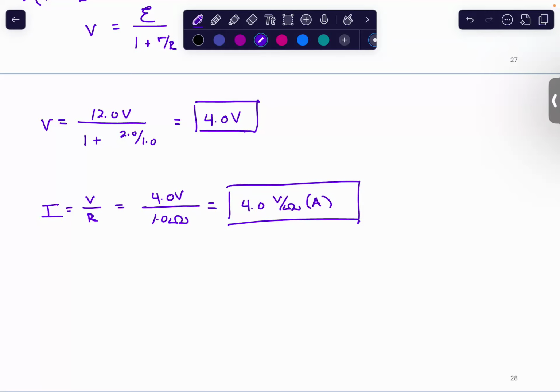Now, Kirchhoff's rules, you're going to have to use multiple equations to figure out multiple variables. For example, if I have 3 variables, how many equations do I have to have? 3 at a minimum. If I have more, it's just going to help. But always remember, count the number of unknowns you have. You have to have that many equations to solve.